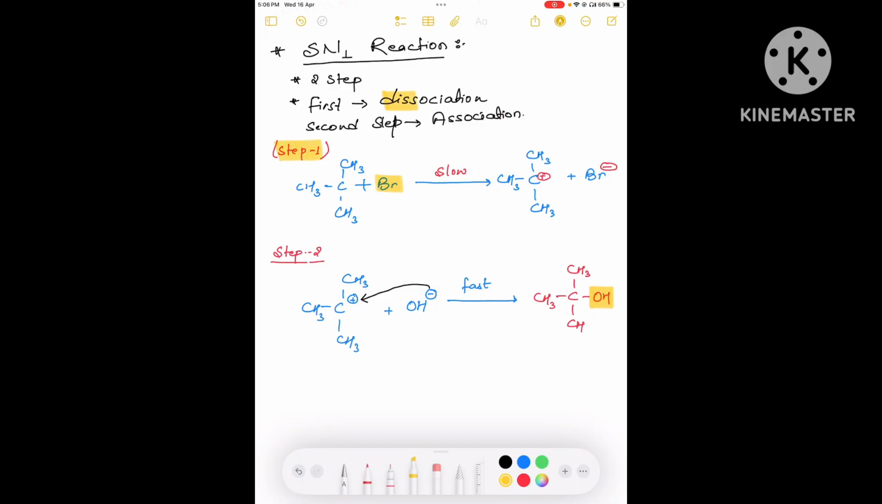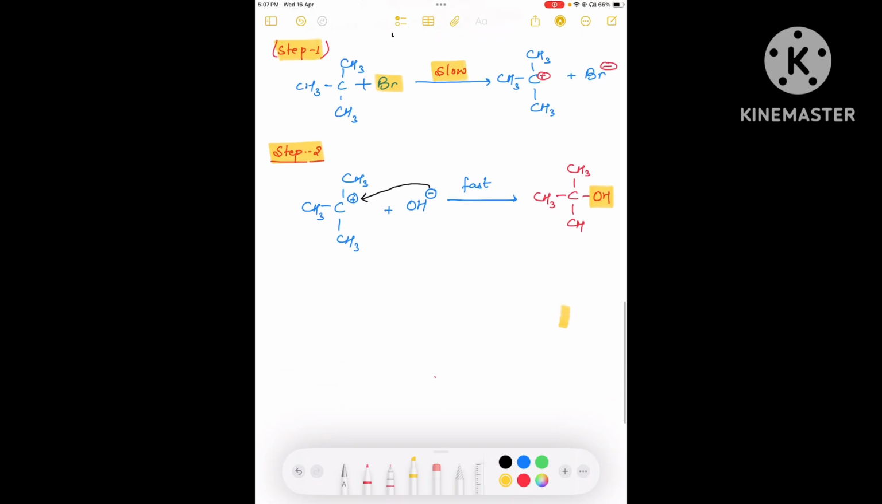In the first step, what we have is dissociation, and in the second step, what we have is association of the nucleophile. So this reaction, basically, what you might have known about is that the rate of reaction depends on the slow step. You might be already clear about this. The rate of any reaction always goes for the slow step. So here the rate of reaction only depends upon the concentration of this substrate.